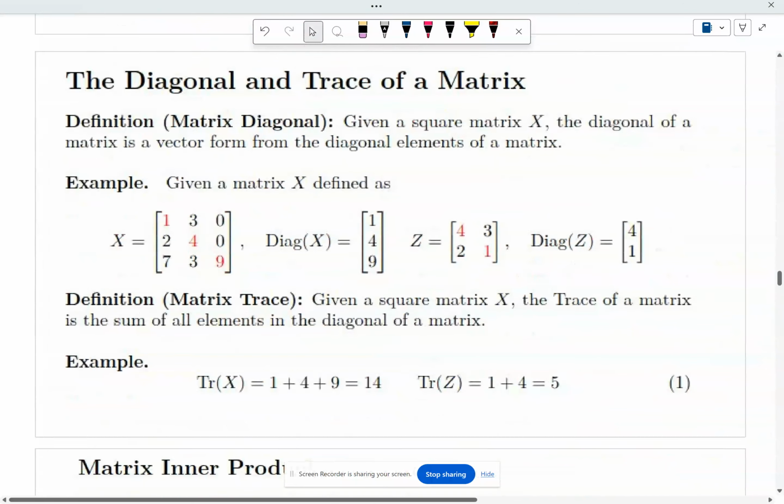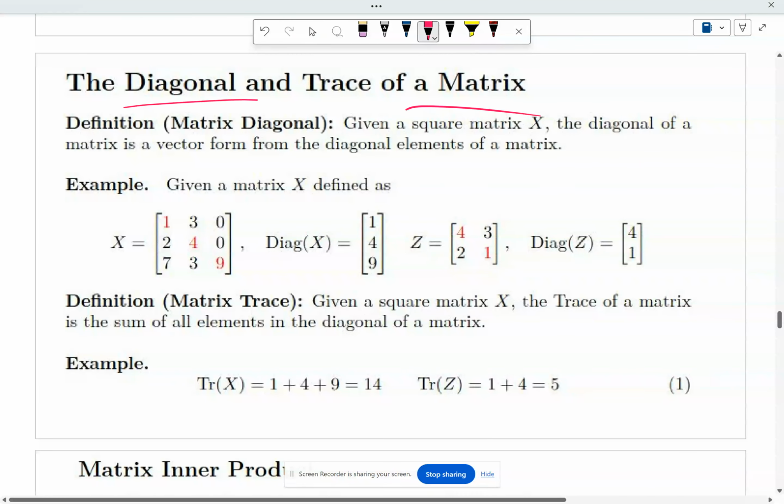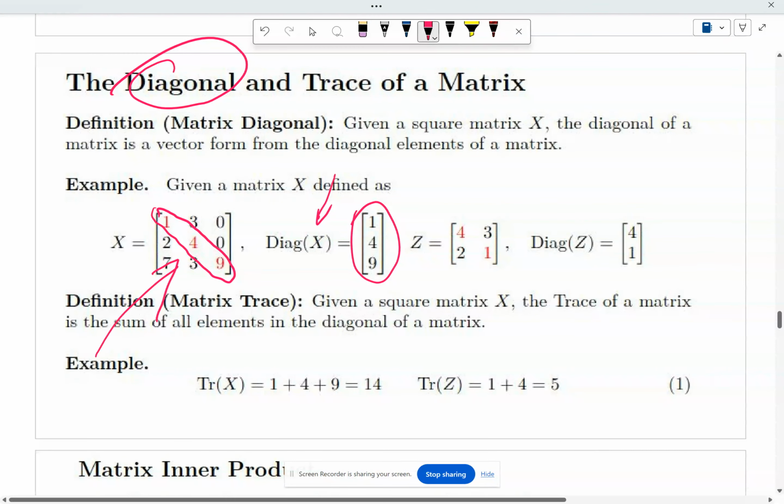Okay, the diagonal and trace of a matrix. So with a matrix, you can extract various information out of it. One of it is the diagonal. What is the diagonal? Well, if you have a square matrix like this, the diagonal is simply the diagonal elements. So the diagonal of this matrix is a vector 1, 4, and 9. Here's another example. The diagonal of z is simply 4 and 1. Okay, diagonal is always this way. It is never this way. Not that diagonal. The diagonal is always this way.